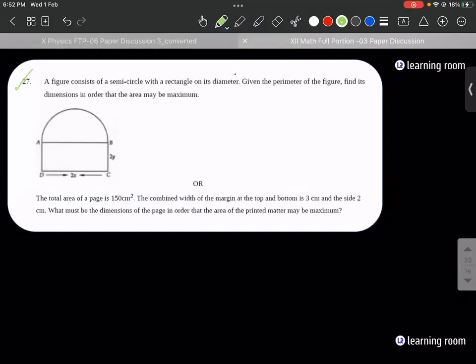27th another. A figure consists of a semicircle with a rectangle on its diameter. Given that the perimeter of the figure is fixed, find the dimensions in order that the area may be minimum. So what is the answer? So how to solve this? See, this is 2x, right? Diameter is 2x. What is going to be the circumference? 2 pi r. No, the circumference is going to be pi d by 2.